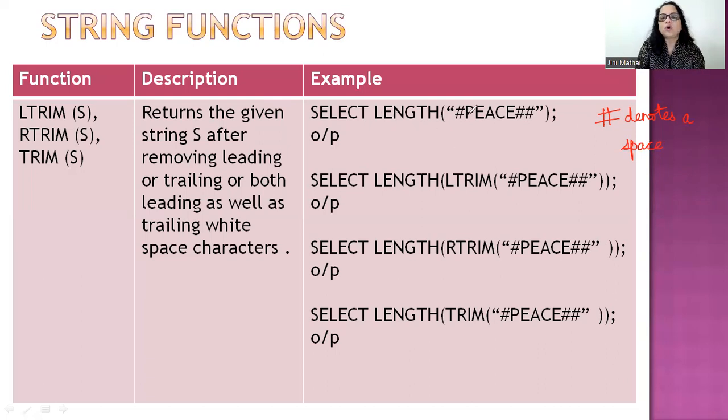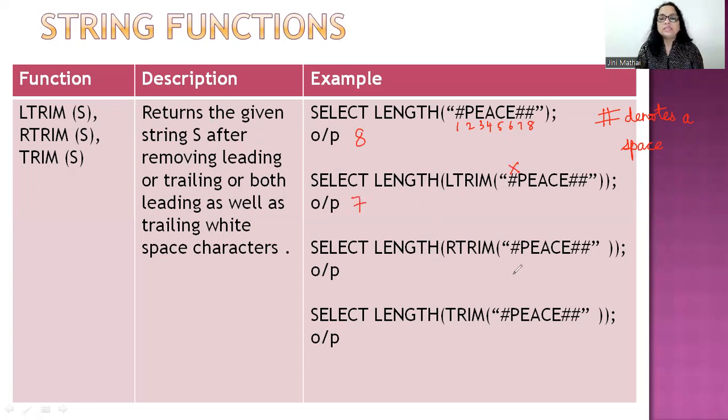Now it says length of hash, piece, hash, hash. So 1, 2, 3, 4, 5, 6, 7, 8. We said the length function tells me the number of characters. So this is going to be 8. But if I say length ltrim hash piece hash, what does the ltrim function do? It will remove this out. If you remove that out, what will be the length of the string now?